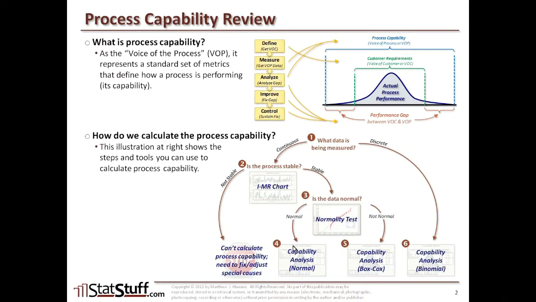If the data is normal, then we'll drill down to this fourth portion, which is the capability analysis for normal data. But if the data is not normal based off of the normality test, we'll use the capability analysis for non-normal data, where we'd use a Box-Cox transformation, for example, to run that analysis. However, if we go back to the original question and find that the data we're using is actually discrete data, then we'll use the capability analysis that's more for binomial type of data. Okay, now let's dive into these steps by attacking the first step of answering the question, what data is being measured?